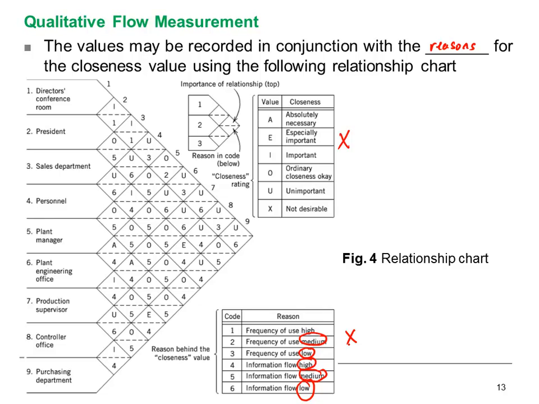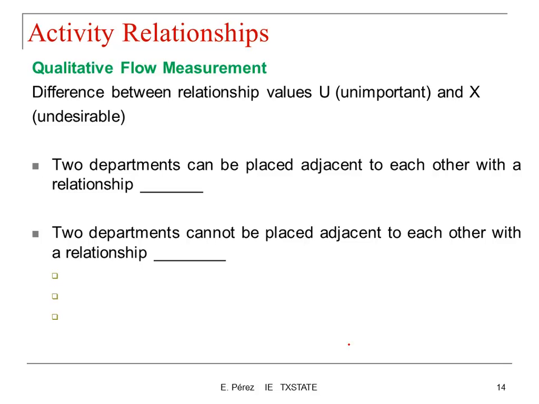So something that we need to clarify for this relationship chart and this methodology is the difference between relationship values U, which is unimportant, and X, which is undesirable. So 2 departments can be placed adjacent to each other with a relationship value U. But 2 departments cannot be placed adjacent to each other with a relationship value X.